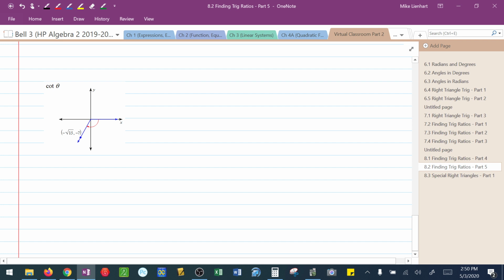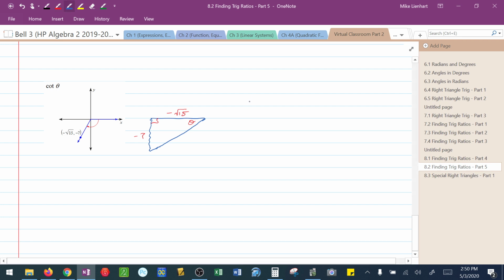All right, one more on this video. There's my terminal side, creating this right triangle. There's theta. There's the right angle. I know that this side is negative square root of 15. I know that this side is negative 7. They want me to find the cotangent. Now, remember I made that little error earlier, I don't have to find the hypotenuse here.